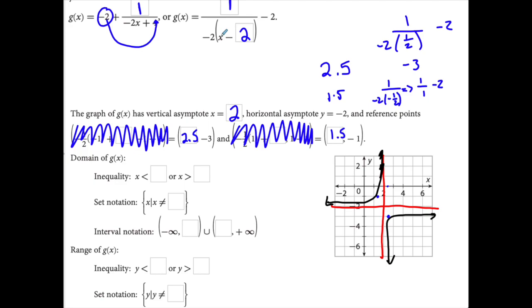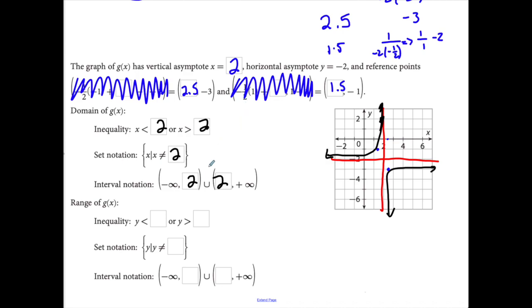All right, domain inequalities. So that means the domain would be everything but 2. So either less than 2 or more than 2, all the x's that are not 2, or negative infinity to 2 and 2 to infinity. And the range is going to be based on that horizontal asymptote. Y's less than negative 2 or more than negative 2. All the y's that are not negative 2, or negative infinity to negative 2 and negative 2 to infinity.